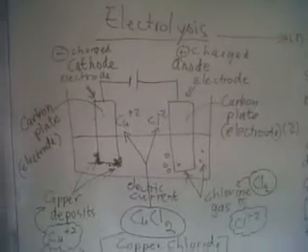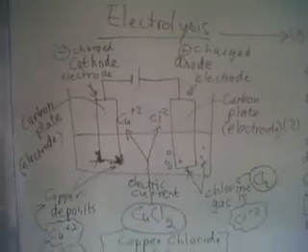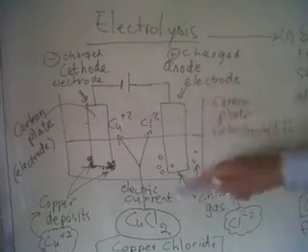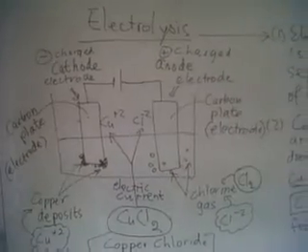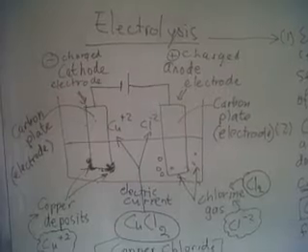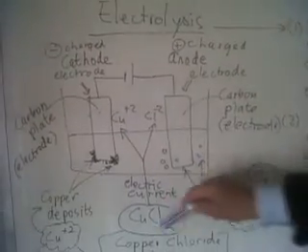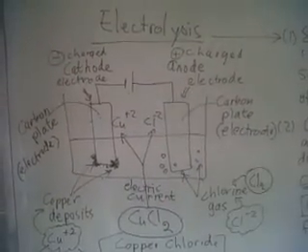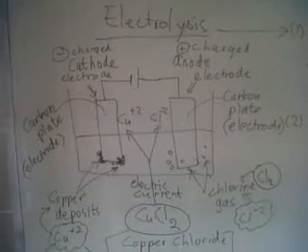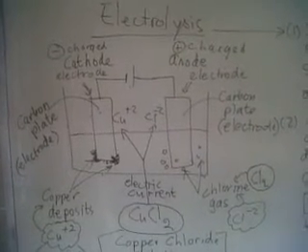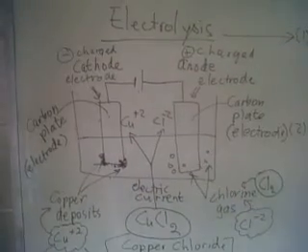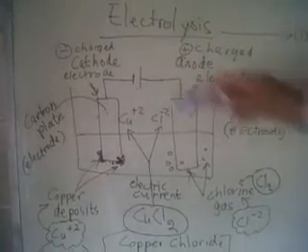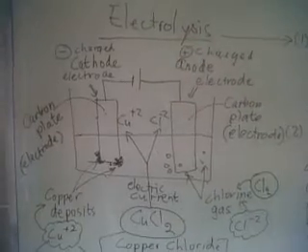Electrolysis: this is a simple diagram of electrolysis. They place two carbon plates or rods into a solution, a copper chloride solution. Okay? They use other ionic solutions as well. And then they connect these rods with a current, a battery or whatever.